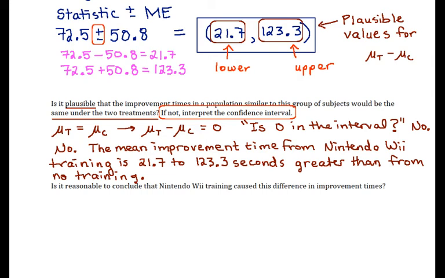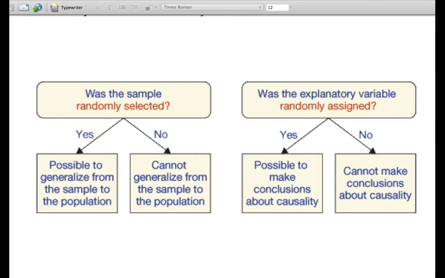Now, is it reasonable to conclude that Nintendo Wii training caused this difference? That's a very different question, and for this we have to think back to section 1.3. Anytime we have questions about causality or about whether it's reasonable to generalize to the population, we have to think all the way back to chapter 1, where we had a diagram. In section 1.3, we saw this diagram. First question, was the sample randomly selected? If so, we can generalize to the population.